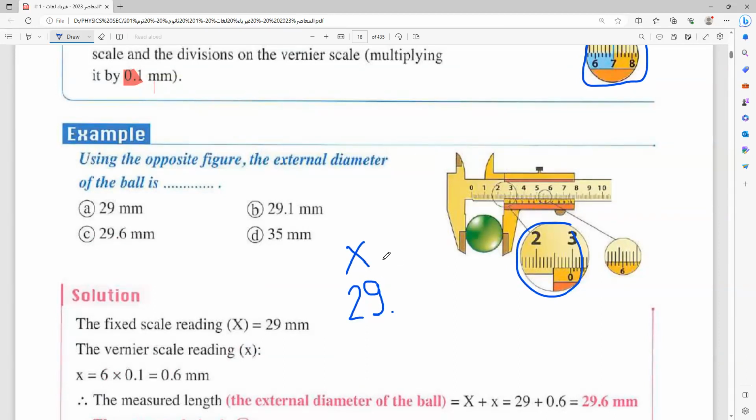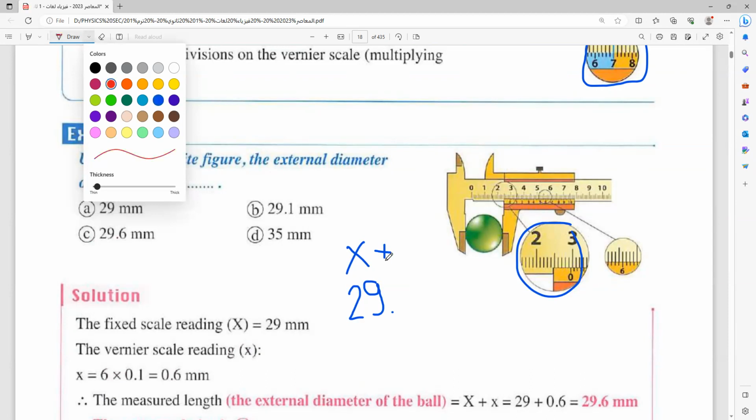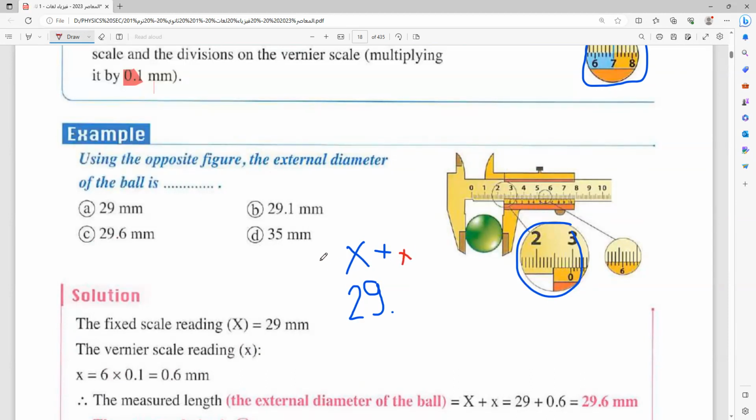Another reading, the small reading of this vernier caliper, has value x small. How can we get the reading of this value? By looking at the zoomed-in part, the two edges are identical at 6. The two edges are identical at 6. So the diameter of this ball equals what? 29.6. Centimeter, millimeter, picometer? The reading will be in millimeter.